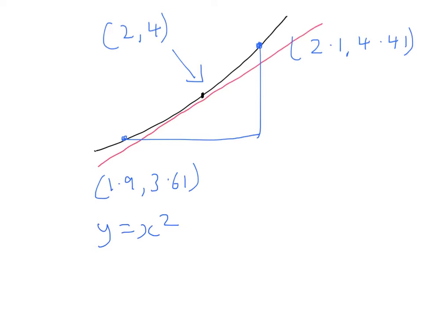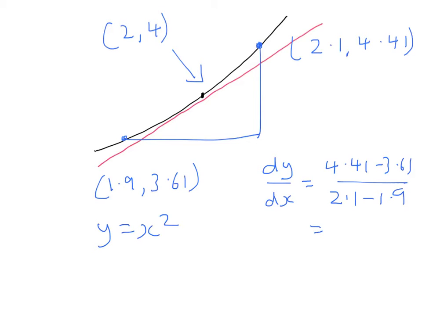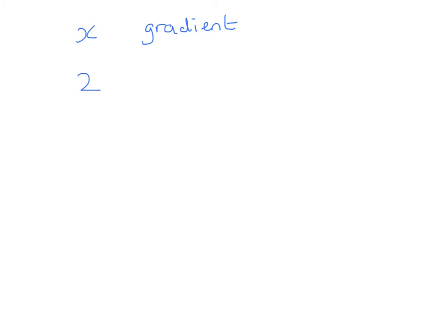So what's the difference in the y's divided by the difference in the x's? I'm just going to write d now because I can't be bothered to write difference and change. So the difference in the y's is 4.41 minus 3.61 over 2.1 minus 1.9. 4.41 minus 3.61 is 0.8. 2.1 minus 1.9 is 0.2, so that's 4. That's the same answer as we had before. So we can make up a table, and we know that when x is 2, the gradient is 4.